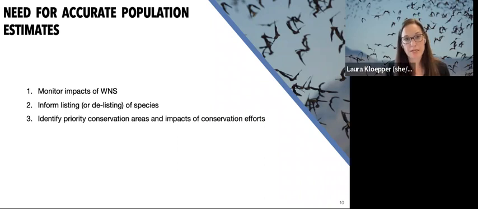And then further, it's really important to get population estimates to identify priority conservation areas and also to understand the impacts of conservation efforts. So for instance, sometimes we put gates on cave openings as a way to prevent humans from entering and disturbing the bat colonies. We have a little bit of information as to how that affects the bat populations, either positively or negatively, but we lack a lot of information as to exactly that effect.